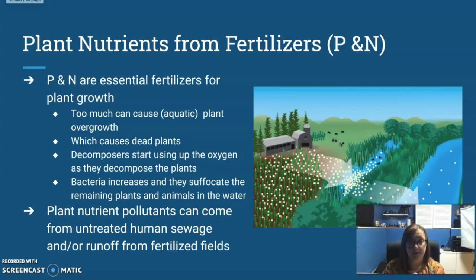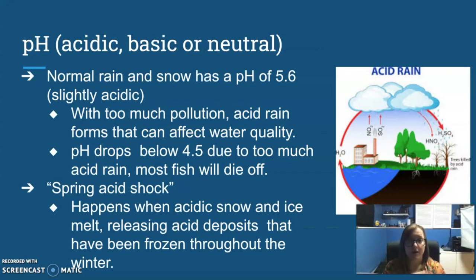Plant nutrient populations generally come from untreated human sewage or the runoff of fertilizer fields. So that's the runoff from the fertilized field is what you're seeing in the diagram here. So we also look at our pH, our acidic, basic, or neutral. Now we're going to be talking more about acid rain later. We also do a lot more on just what acids and bases are.